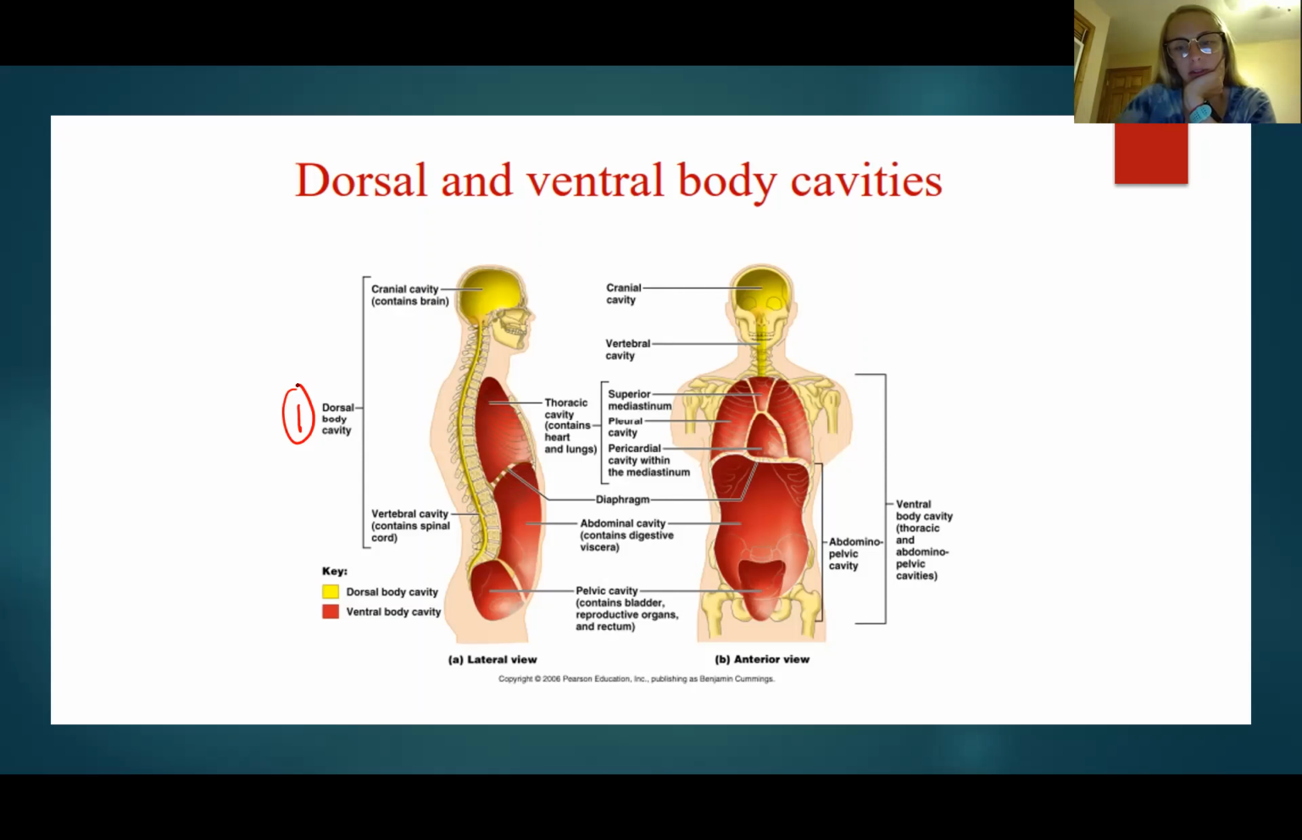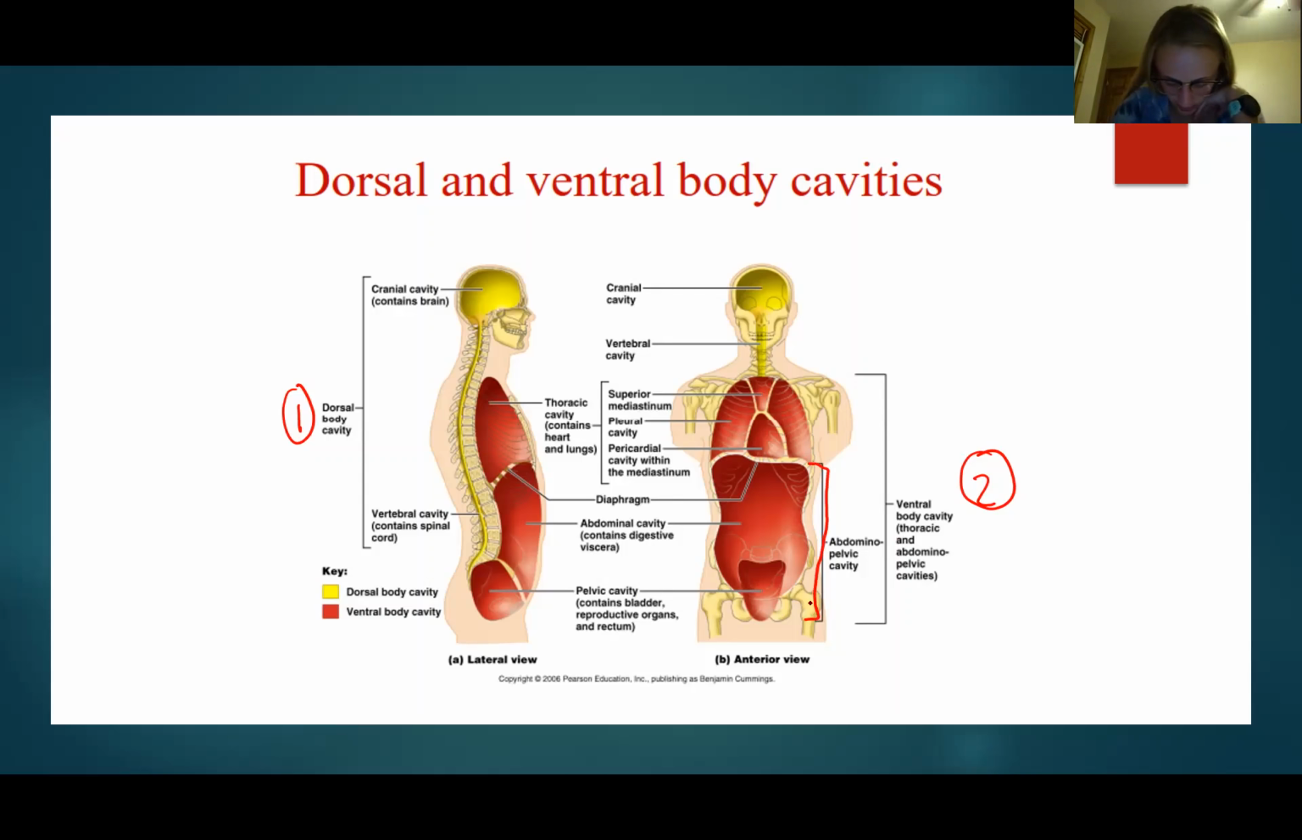Now the second division is this ventral body cavity, which again has 2 subdivisions, the thoracic body cavity and the abdominopelvic body cavity. So here we have the first division of the ventral body cavity. We have the abdominopelvic cavity.